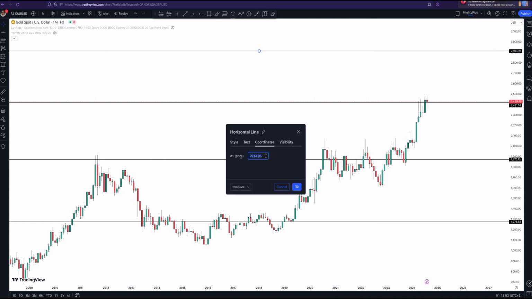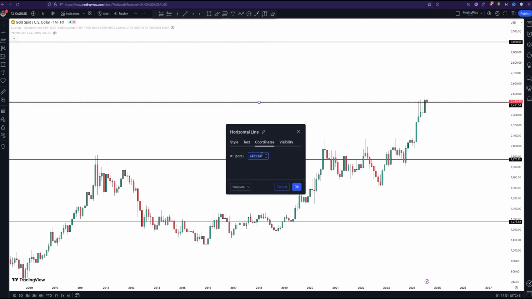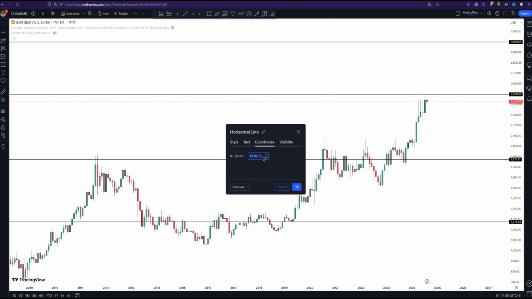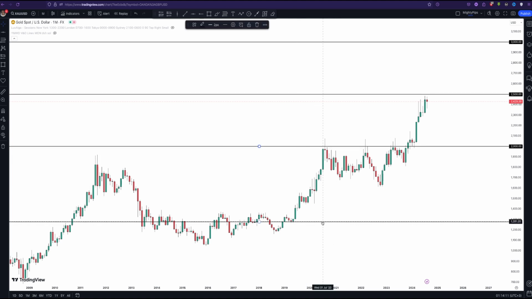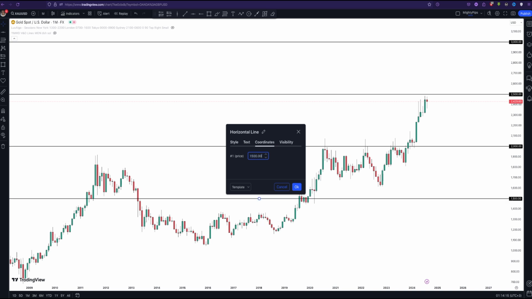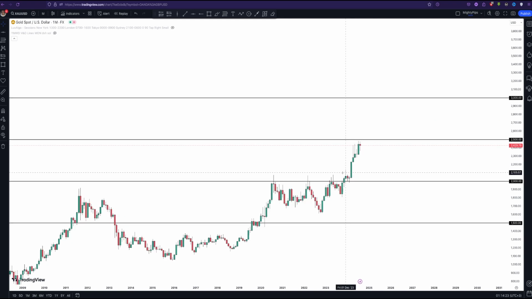This one on top, I'm just going to make it 3,000. And then this one we're going to make 2,500. And then this one we are going to make 2,000. And then this one here we're going to make 1,500, like this. These are the levels that we drew last time.